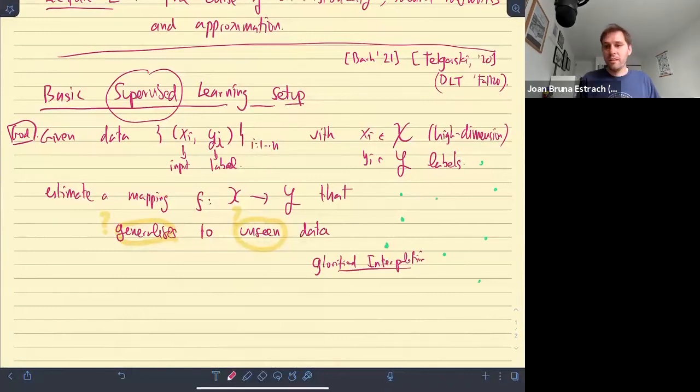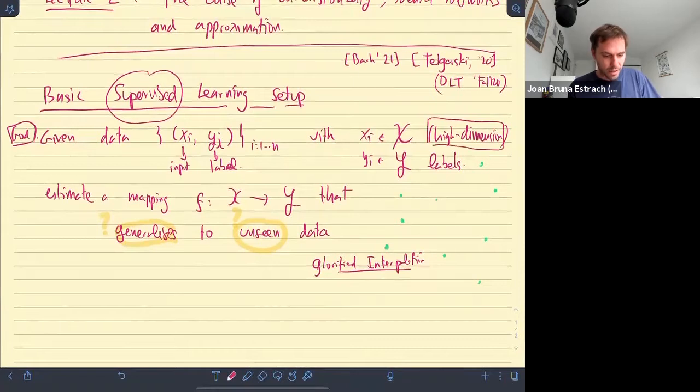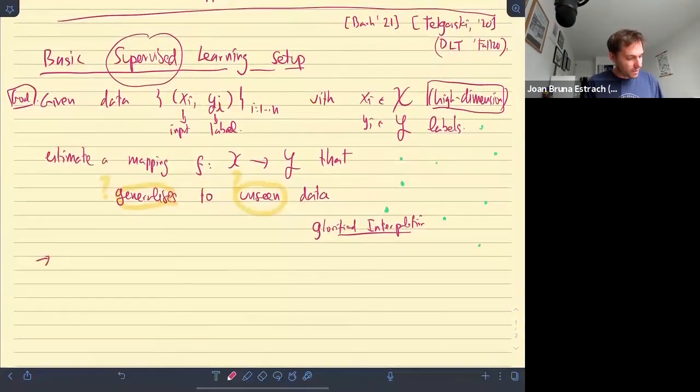Of course, the key difference between this view and the bulk of the class is that you should think about these points almost as being like the stars in the universe. Every point is very, very far from anything else. The new mathematical content really comes from the fact that these problems live in high dimension. So the whole mathematical quest is understanding the impact of high dimensionality in these, let's say, classic statistical problems.